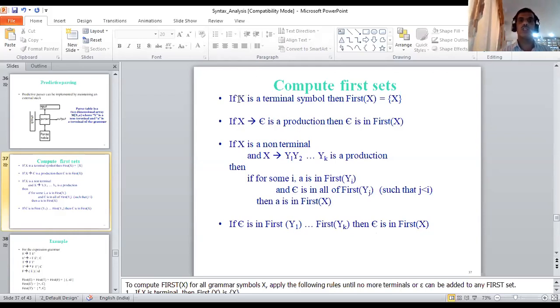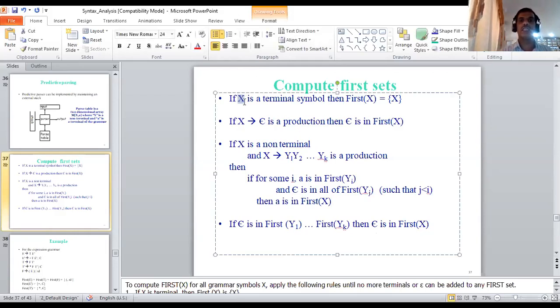Coming back to first and follow, if X is a terminal symbol, then first of X is nothing but X itself. I hope you know what a terminal symbol is and what a non-terminal symbol is. How are you going to identify the terminal symbol? With small letter or capital letter? Small letter. Fine. If the terminal symbol is a small letter, then first of X is X itself. If I say first of small a, then first of small a is a itself.